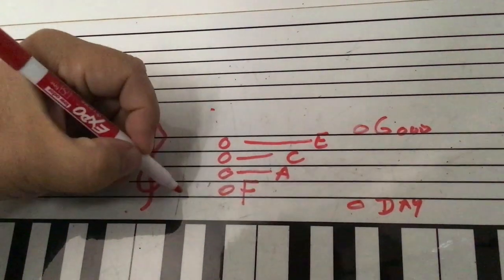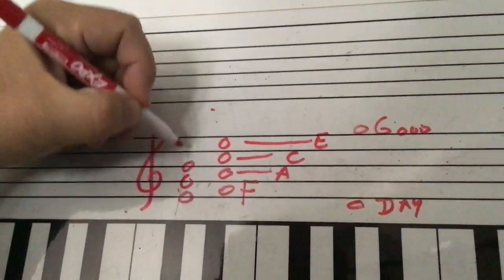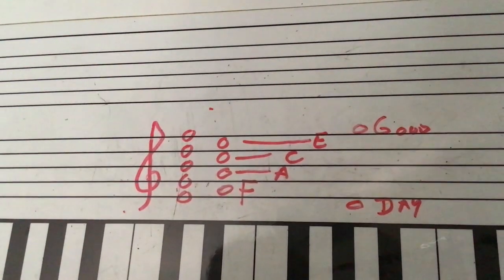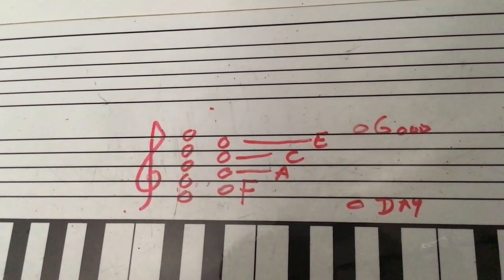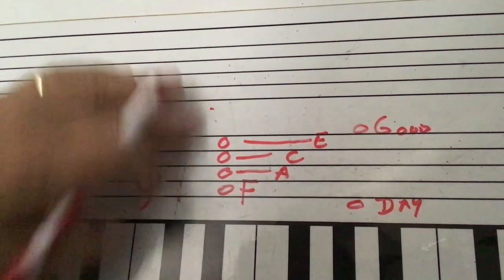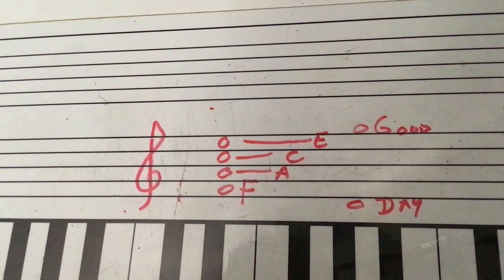There's ones for the lines too. E, G, B, D, F. Every good boy does fine or deserves fudge or something like that. Even girls beat dirty. I don't know. Anyhow, okay, so there you go.